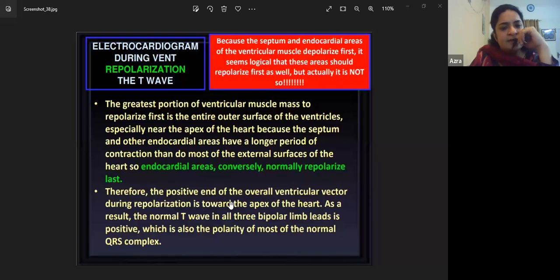So the positive end of the overall ventricular vector during repolarization is toward the apex of the heart. Just remember, at the T wave all the process is going on during repolarization. As a result, the normal T wave in all three bipolar leads is positive, which is also the polarity of most of the normal QRS complex.